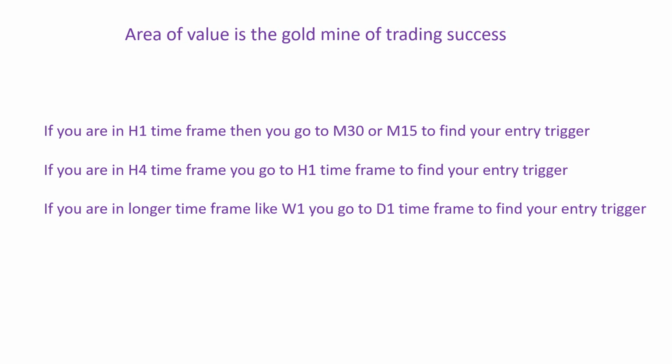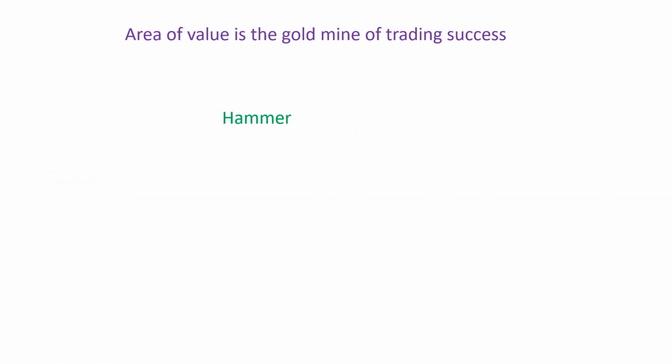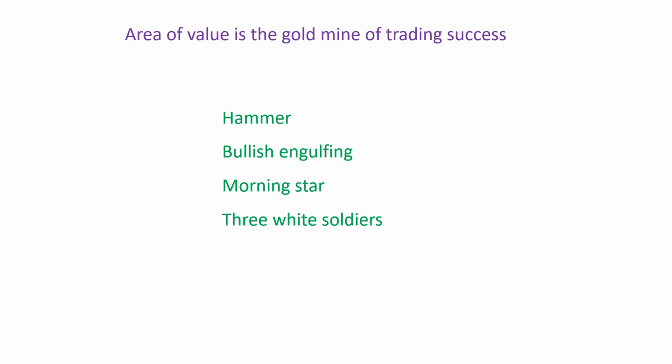Now, if you are at the bottom of a downtrend, look for the following patterns and formations like hammer, bullish engulfing, morning star, three white soldiers, and so on. Or you could use candlestick patterns at any time, which are a big probability sign of market reversal, and use them to enter the trade.